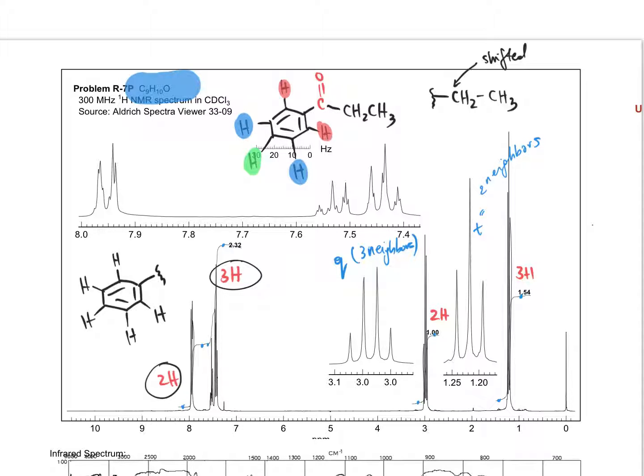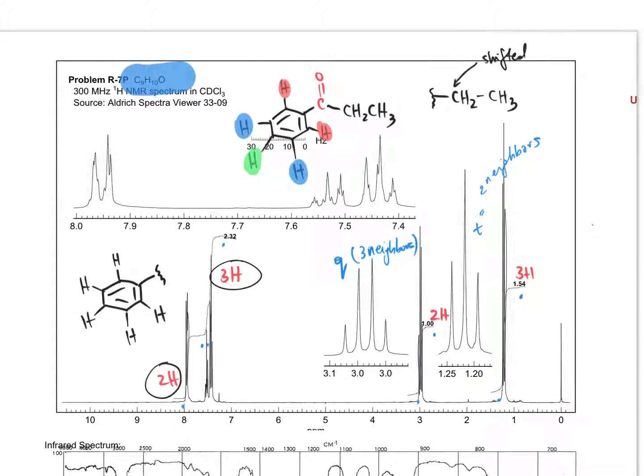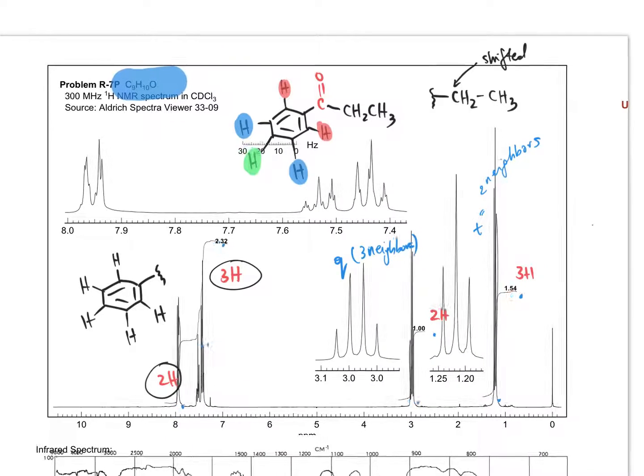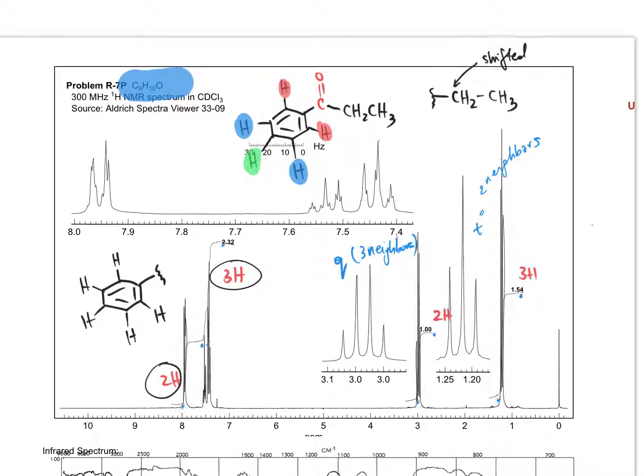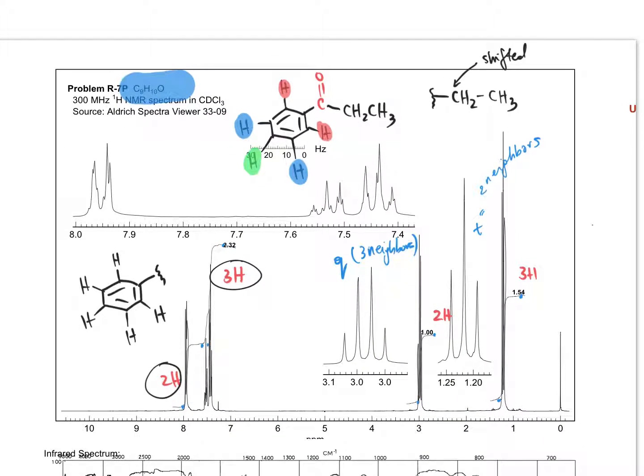And that's it. We didn't even look at the carbon spectrum. We didn't have to, but you can actually go back to the carbon spectrum, and what you would see is that this carbon will be distinctly shifted, and others too.